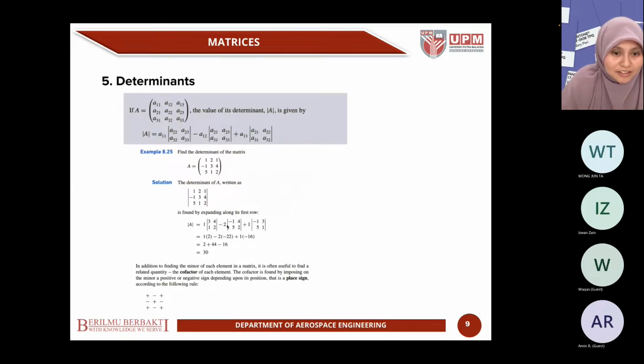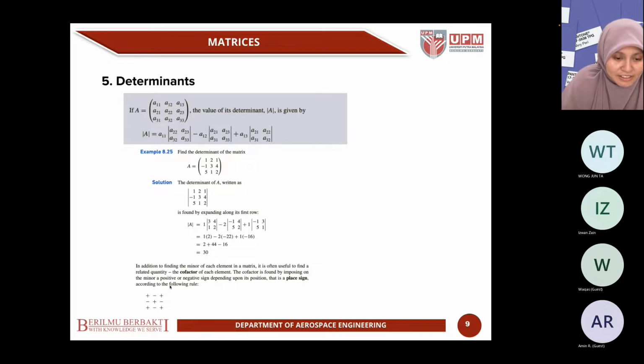Next, this is the same example as just now, just to add on the cofactor. So what is a cofactor?